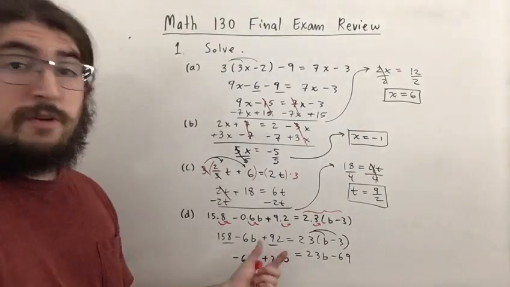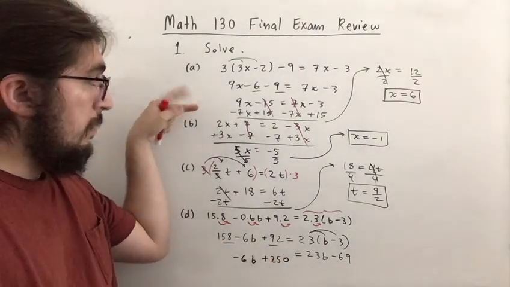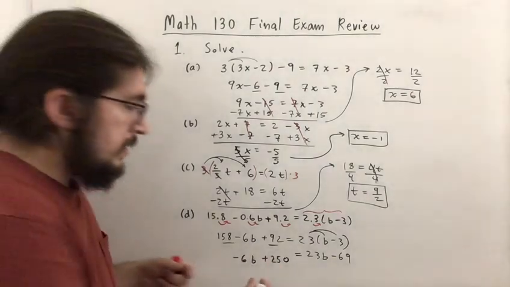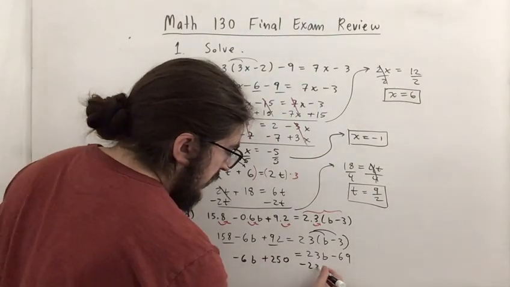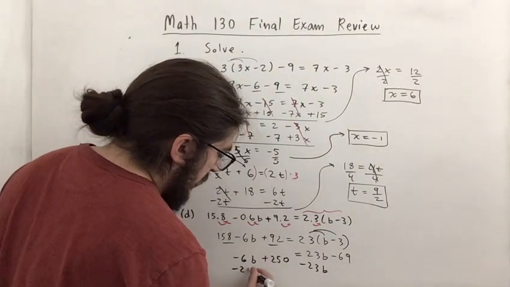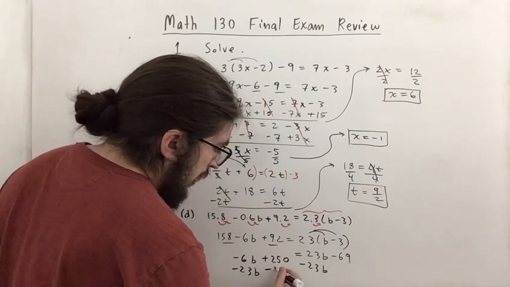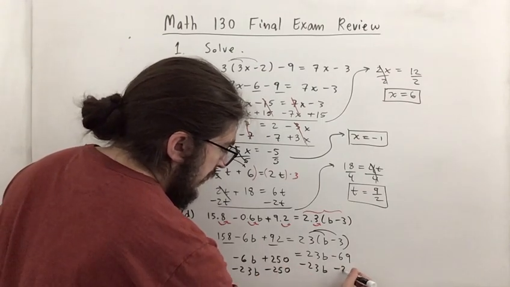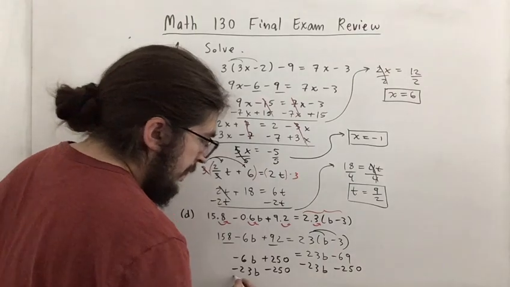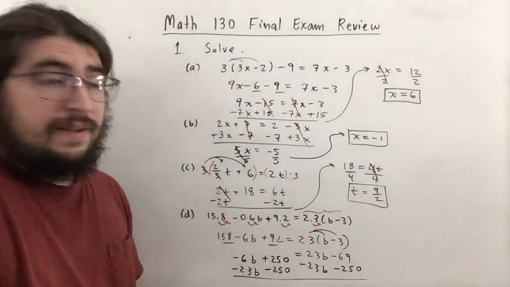So again, now this looks very much like something we saw here with a and b. Move all b's to one side. I'll move them to the left. Subtract the 23b. And move all non-b's to the opposite side. I'll subtract this 250 to that side. Just like that. Okay, let's see what we get after cancellation.